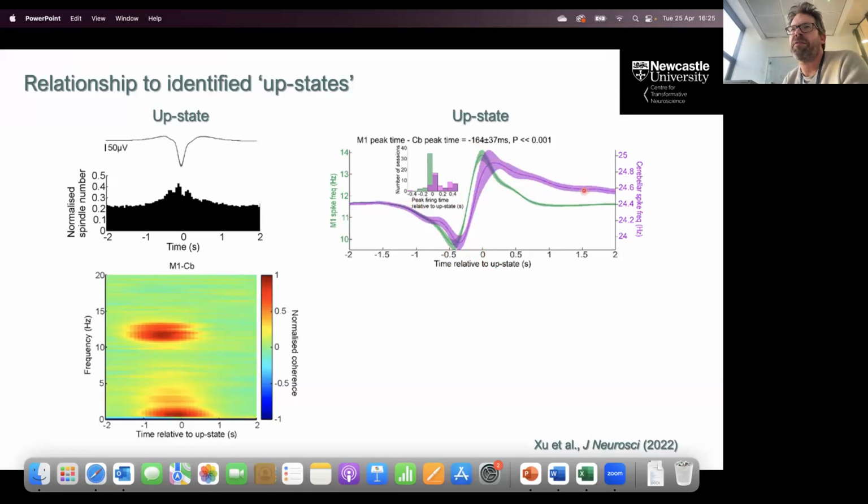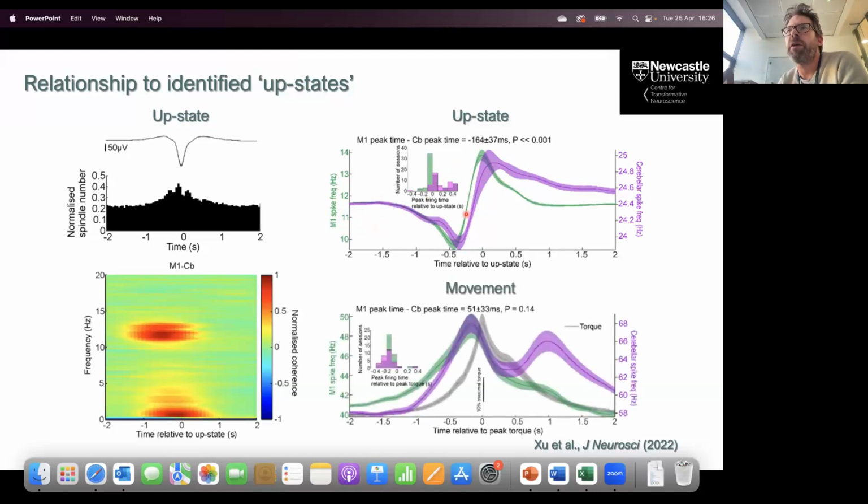So for these low frequencies associated with the transitions from down to up states, it seems that the motor cortex is indeed leading and the cerebellum is following, and that's consistent with that directionality that we saw from motor cortex to the cerebellum at low frequencies. But one of the things that's interesting about this pattern, well, okay, I should say, is it just that the motor cortex always leads the cerebellum? Actually it's not the case.